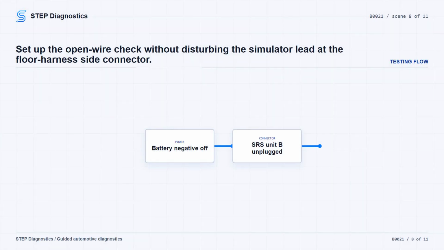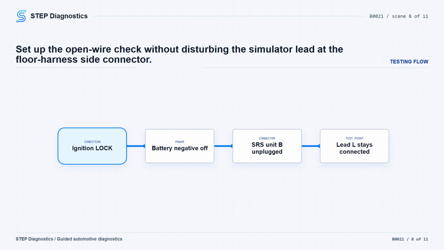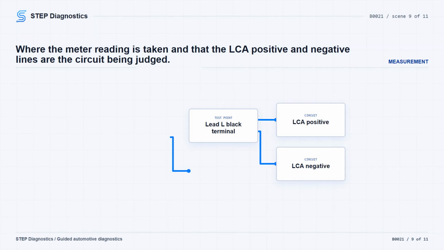For the open wire check, turn the ignition switch back to LOCK (0). Disconnect the negative cable from the battery and wait at least 3 minutes. Disconnect SRS unit connector B, the 39P connector. Then disconnect the SRS inflator simulator from SRS simulator lead L, but leave simulator lead L connected to the left side curtain airbag inflator 2P connector on the floor wire harness. Measure resistance at the SRS simulator lead L black terminal, checking the LCA positive and LCA negative circuits with the ignition at LOCK (0), the SRS unit connector disconnected, and the floor harness side connector connected through simulator lead L.